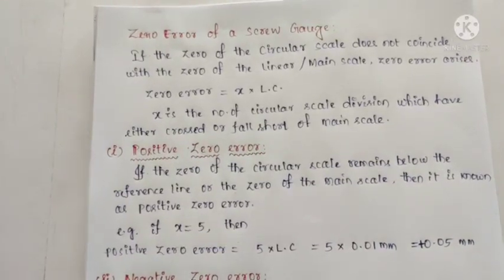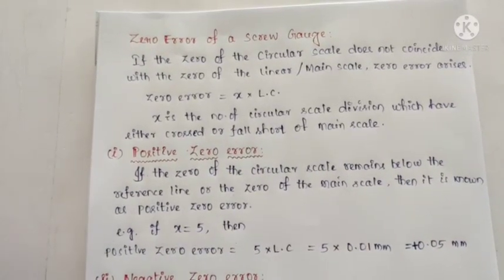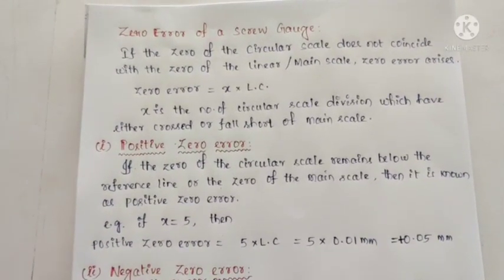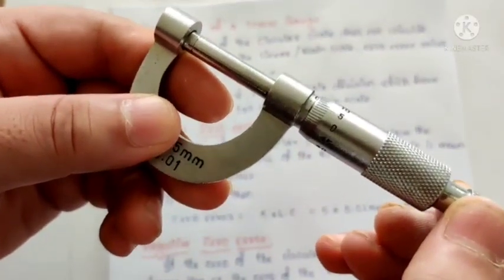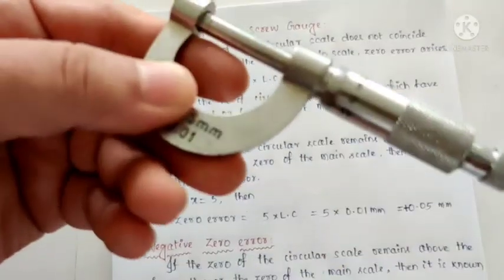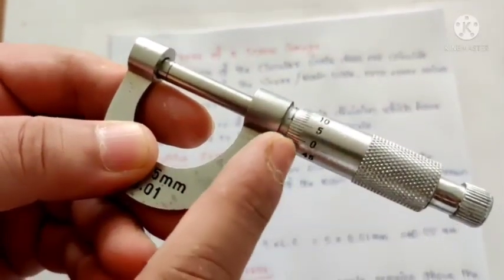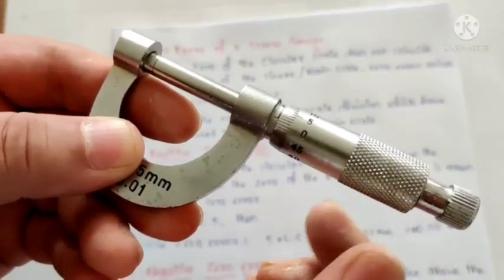Before seeing this, we will see what we mean by a positive zero error. Positive zero error is defined as follows: if the zero of the circular scale remains below the reference line, then we can say that this instrument has some positive zero error.